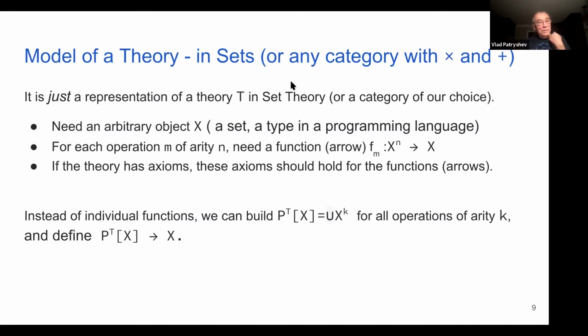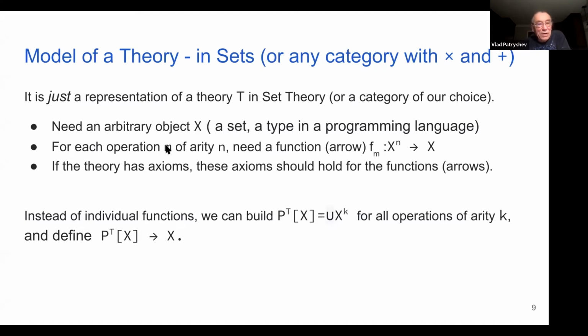We need models. So here I'll be talking mostly about models in sets, but actually you can take any category where we have Cartesian product and union. So a model of a theory is just a representation of a theory, like given theory T, in sets, or maybe in a category that we choose. So what do we need for this? We need an object X. That object X could be a set, could be a type in a programming language. And for that set, we need these things.